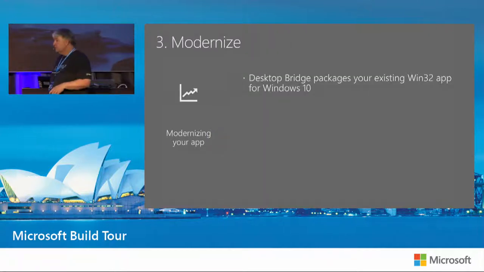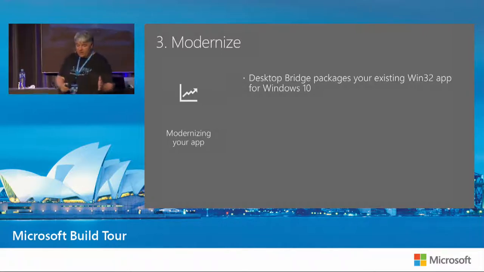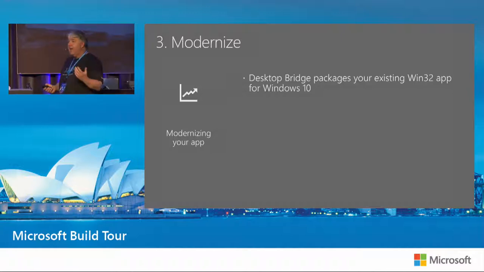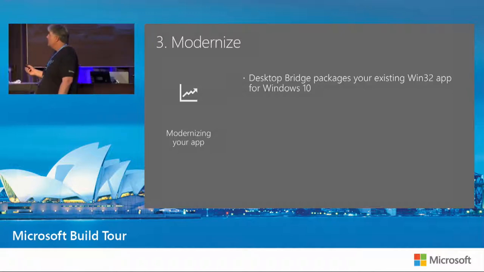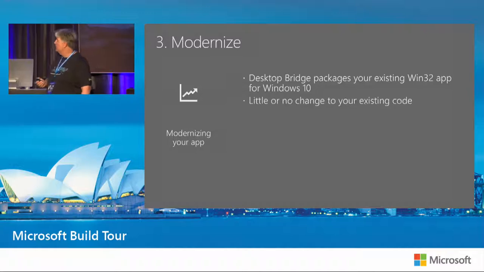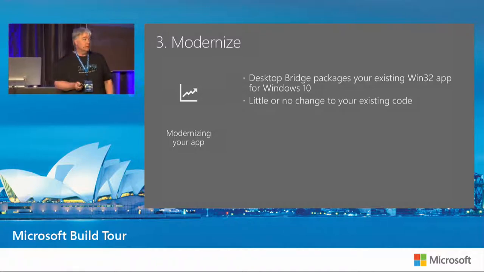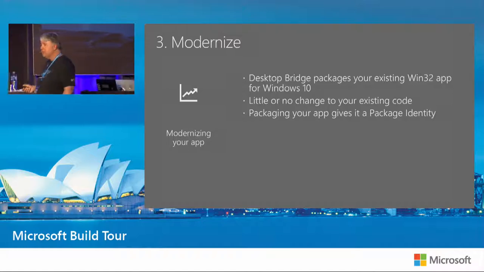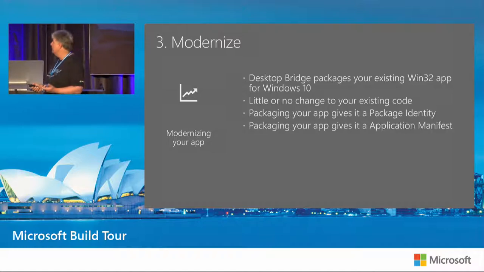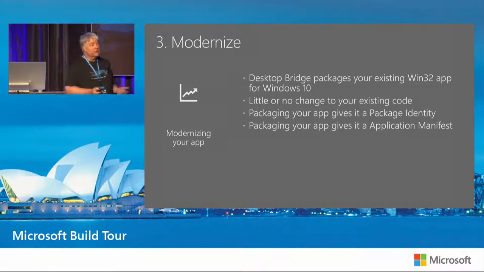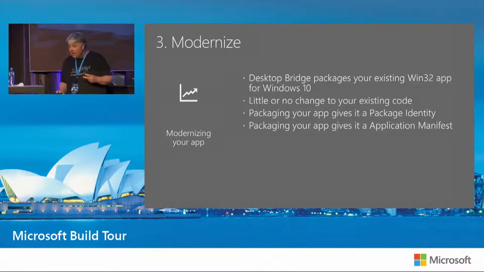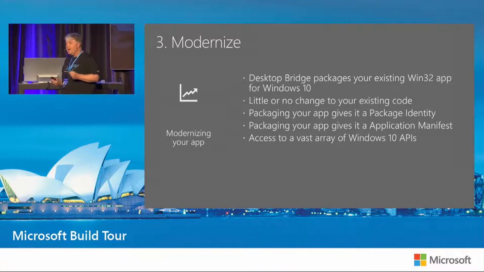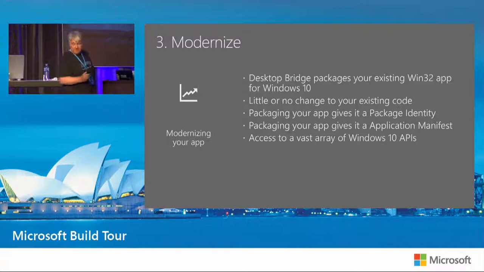Okay, so we've done the initial conversion. Our existing app now works. We can put it in the store, and we can now look at adding new features. So the Desktop Bridge packages your existing app for Windows 10, and usually with little or no changes to your code. Now, the process of packaging your app gives us what's called a package identity. And as I mentioned earlier, it also gives it an application manifest. And because you have these two things, you now have access to a vast array of Windows 10 APIs.